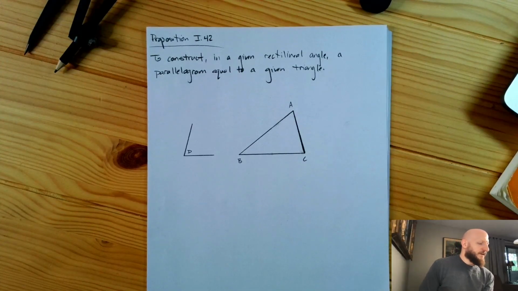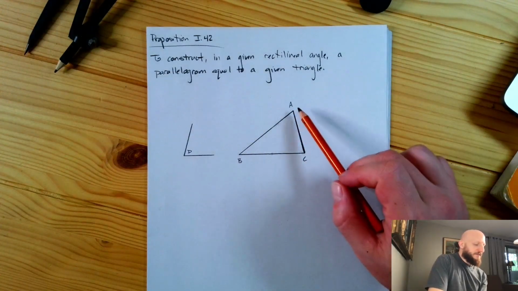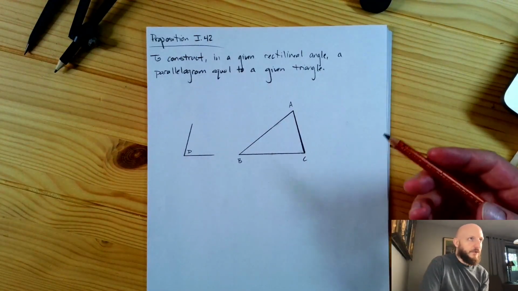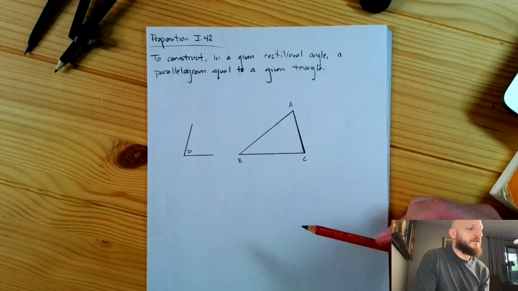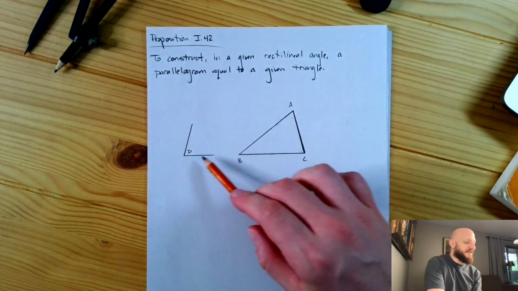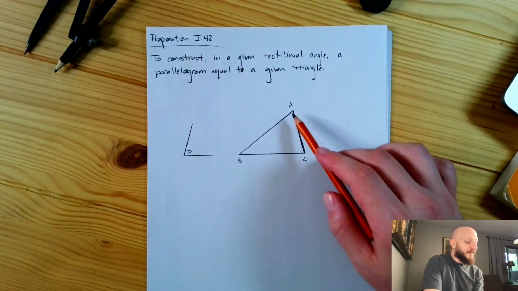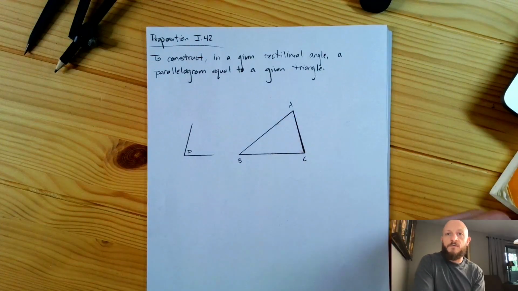Prop 42 says to construct in a given rectilineal angle a parallelogram equal to a given triangle. So in other words, if you're given some triangle ABC, and then you're given some arbitrary angle D, basically all that we're trying to do is create a parallelogram that contains angle D and has an area equal to our triangle ABC.